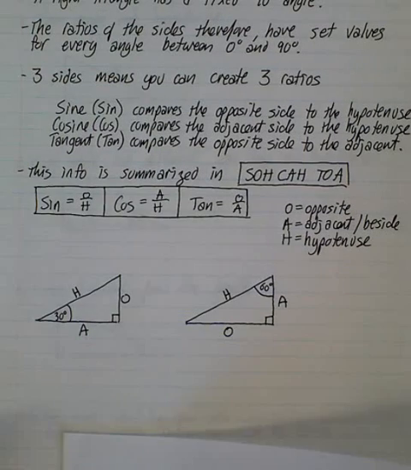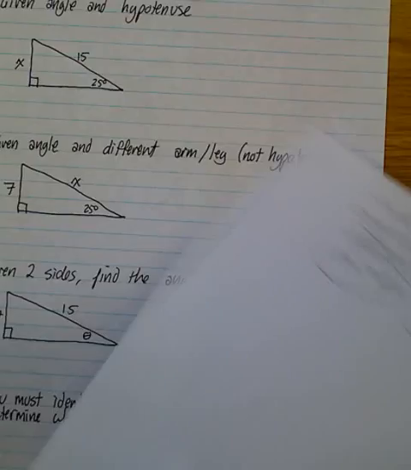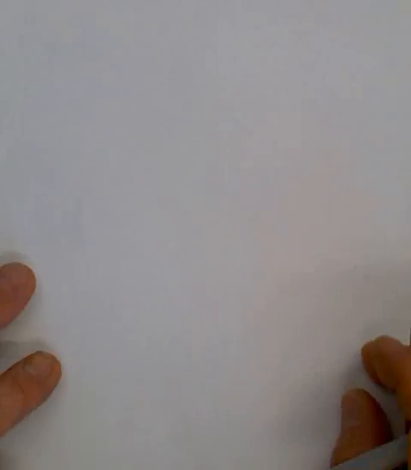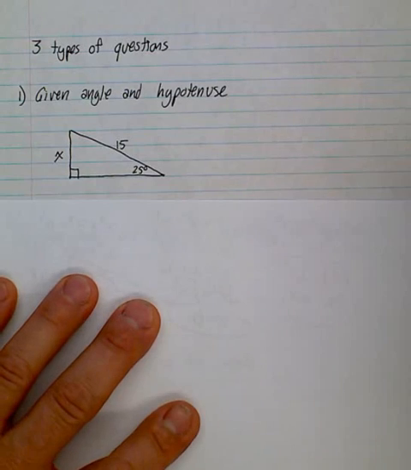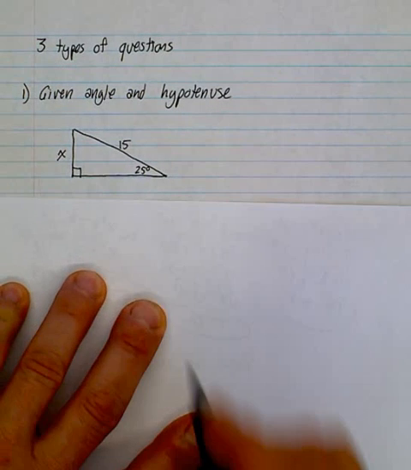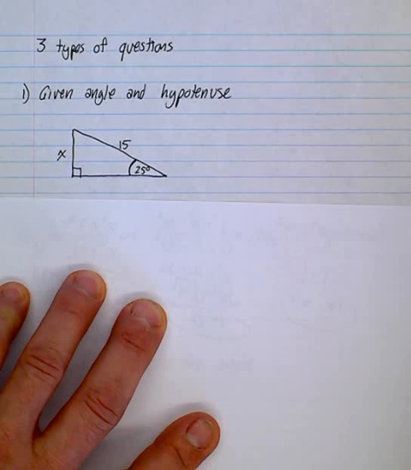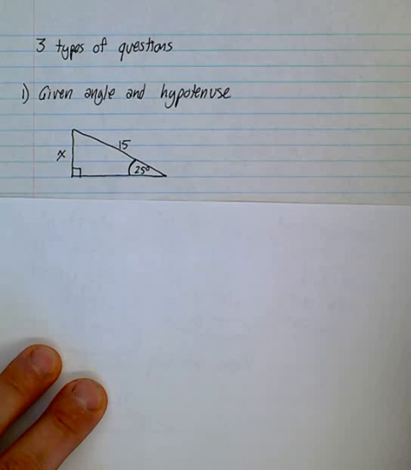Now, there are three types of questions that we deal with. The first one is when you're given an angle and a hypotenuse. So, this is the angle here. How are you going to identify your sides? It'd be a good idea maybe to pause the video and try it, and then come back and have a look.